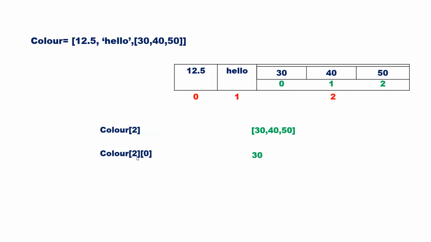So 2 will give the third element in the list color, and this 0, it is the index position within that list. The first index value will take us to the desired nested list, and the second index value will take us to the desired element. Color of 2, 1 will give value 40. Color of 2, 2 will give the value 50. This is how we access the nested list.